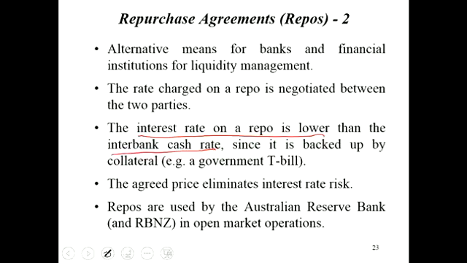So the interest rate in the repo market tends to be just a little bit lower than in the interbank market, and that is because there is actually this lower risk. Again, the agreed price eliminates the interest rate risk, because you know exactly what price you're going to get when it resells.